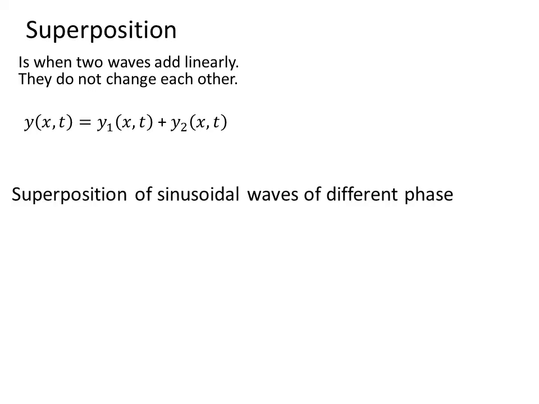Let's look at the superposition of sinusoidal waves of different phase. That is, we have y(x,t) equal to an amplitude times the sine of kx minus omega t, plus another one with the same amplitude, but now with kx minus omega t plus a phase phi.